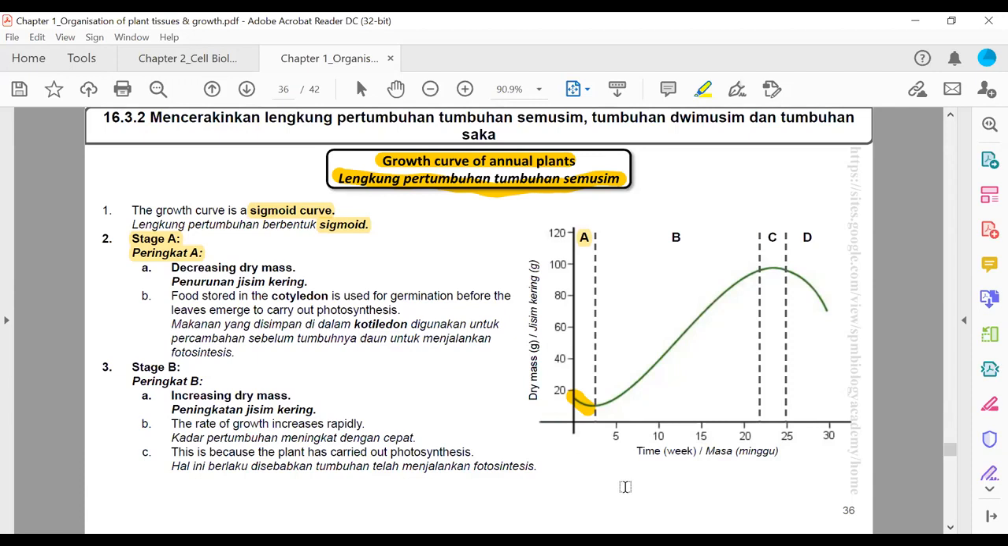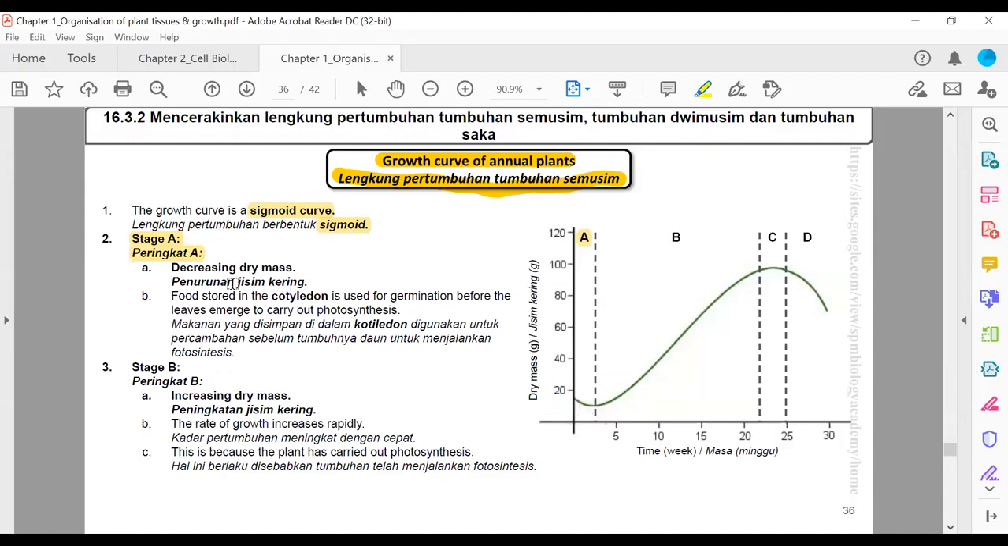Macam mana during germination yang menyebabkan dry mass dia menurun? Patutnya bertambah lah kan. So why at the first part of the growth it shows negative? This is negative growth. We call this negative growth. This is positive growth. This is zero growth. This is negative growth again. So why at the early stage there is negative growth here?